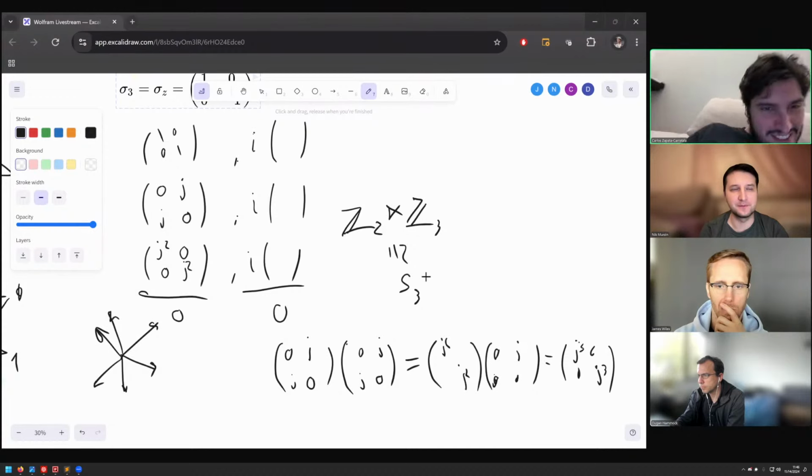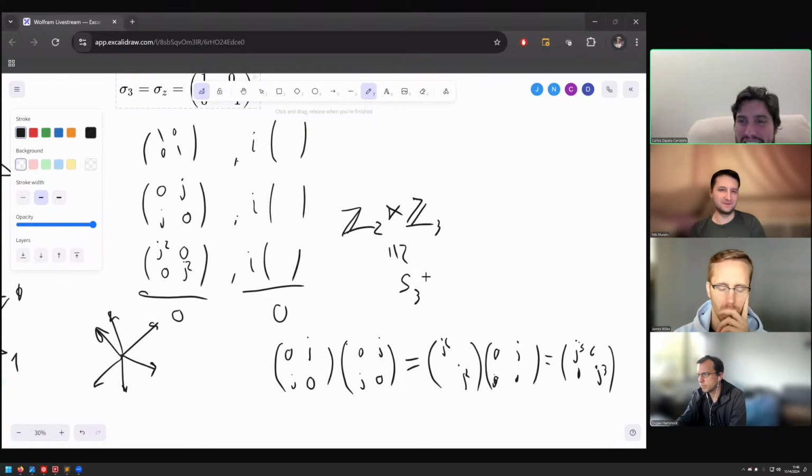I should have brought, I didn't think that we were going to write the matrix explicitly. I should have brought the notes with the matrices. So frustrating.